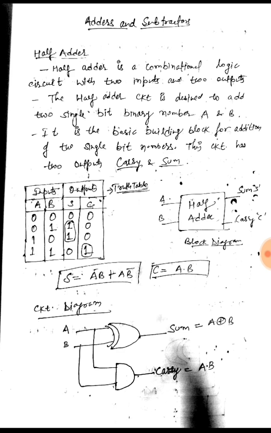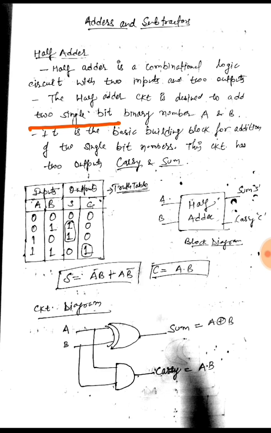So half adder is a combinational logic circuit which adds two input bits. So it has two inputs and two outputs. One output would be the sum of the two bits and the other would be the carry generated out of these two bits. So half adder circuit is designed to add two single bits or the binary bits A and B. It is the basic building block for addition of single bit numbers.